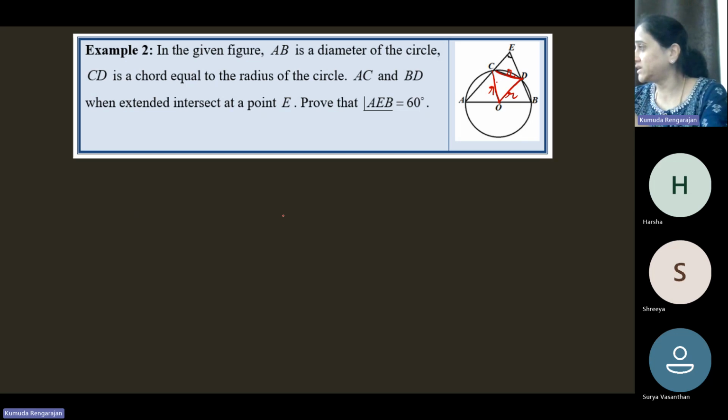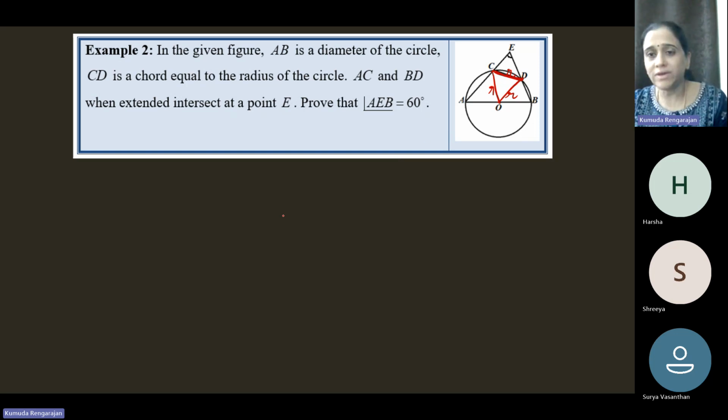A chord cannot become the radius, but its length is equal to the radius of the circle. So if the radius is R, CD is also R. If the radius is, say, 5 centimeters, CD is also 5 centimeters. Is CD the radius? No, CD is not the radius. CD is a line segment, and that line segment in a circle is called a chord, because the line segment CD has its endpoints on the circle. It's not the radius, but the length of CD is equal to the radius of the circle.